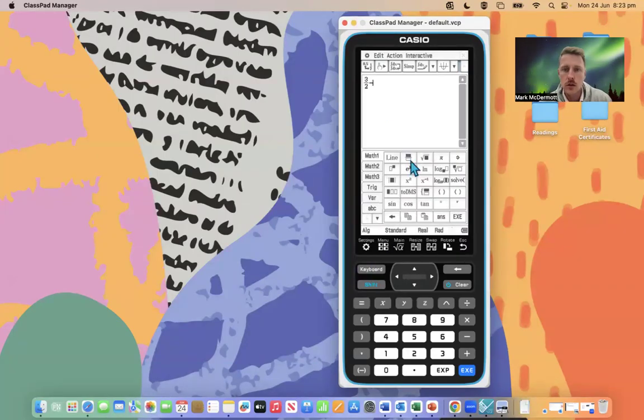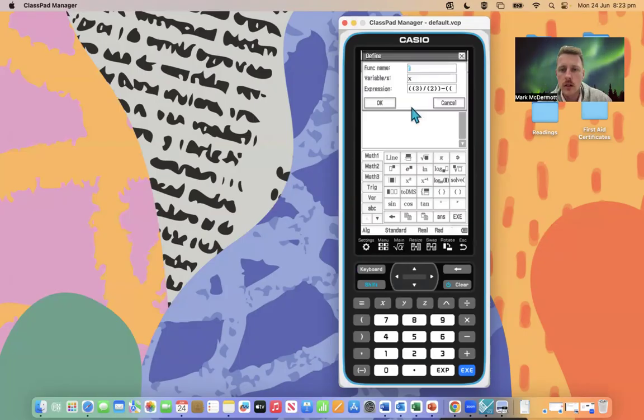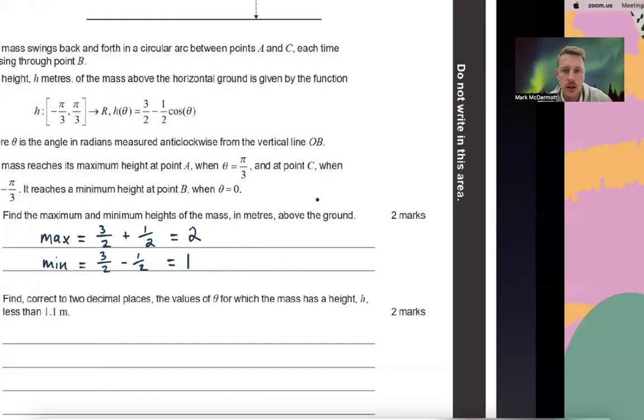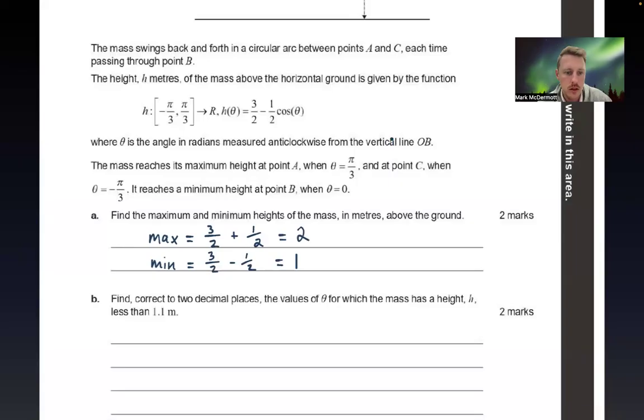So 3 on 2 minus 1/2 cosine x. We're just going to use x. Okay, let's define it without a domain. Let's define that as f of x. Make sure we did it right. 3 on 2 minus 1/2 cosine x. Okay, that looks good.